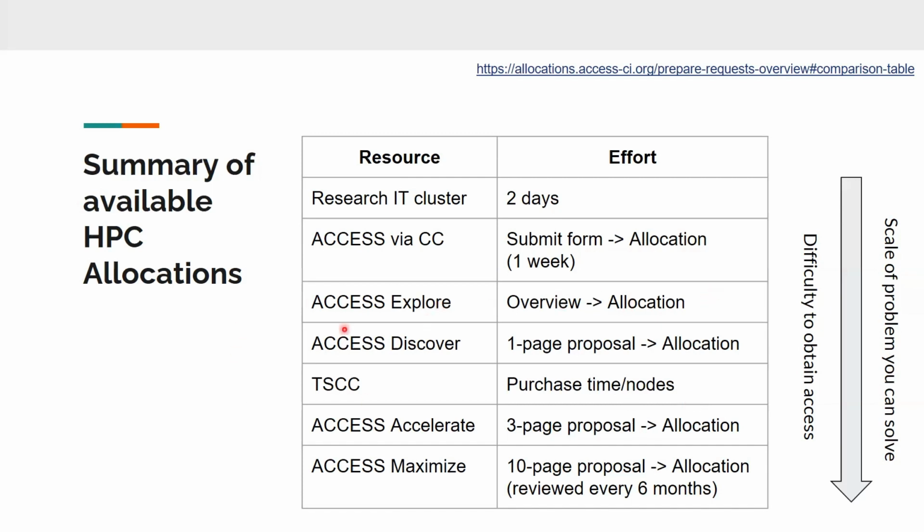Other options are the ACCESS explore, discover, accelerate, or maximize levels that I mentioned initially. As the scale of your problems becomes larger, you'll have to move more and more towards the accelerate and maximize levels. But if you're starting out, say with your PhD thesis, potentially you don't need accelerate or maximize, and you can use the explore and discover levels. Especially the explore level is great since a grad student can apply for it without an advisor.